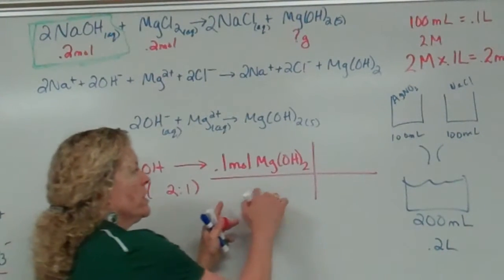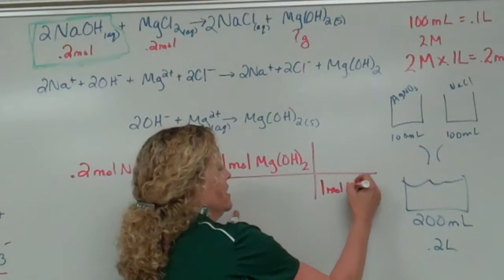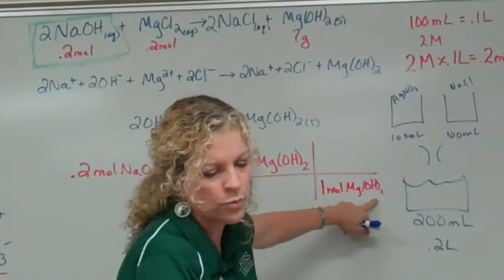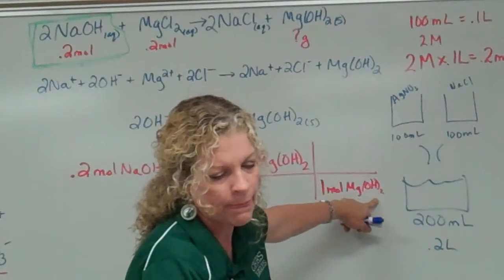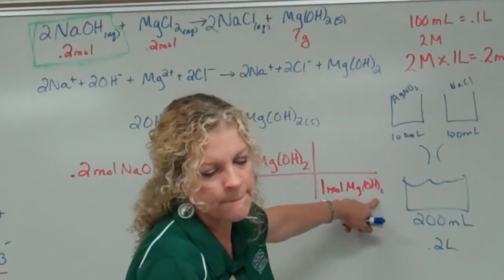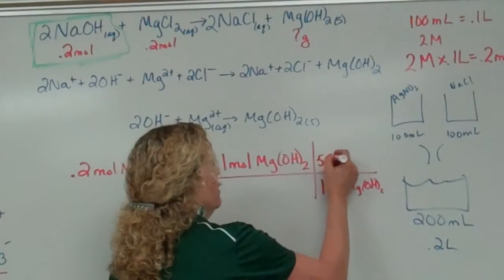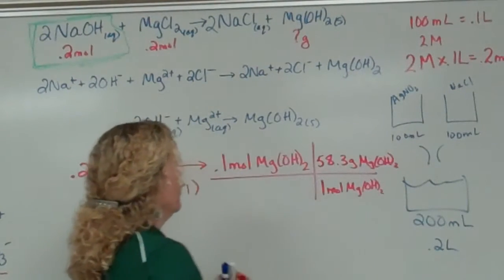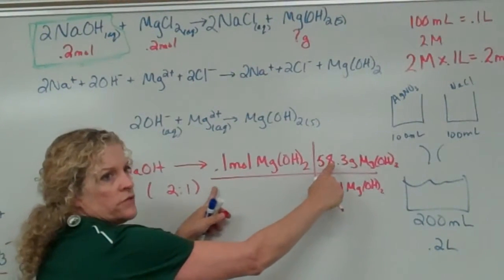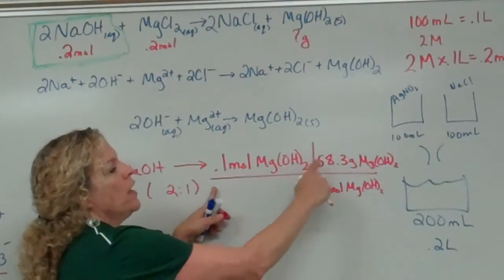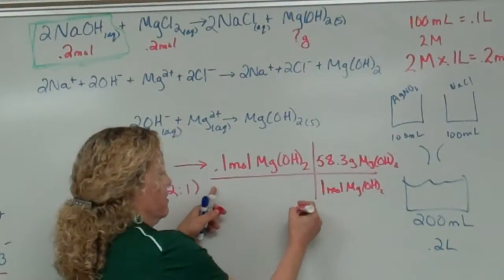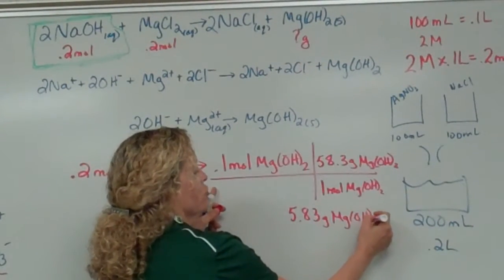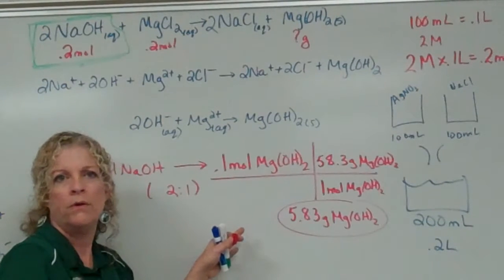Okay? All right. So then here, every 1 mole of magnesium hydroxide is, let's see, that's 34 and 24.3. So that's 58.3 grams. And again, without a calculator, okay, can you do this? 0.1 times 58.3 is what? 5.83 grams. Okay? Does everybody understand this part of this problem? Okay, good.